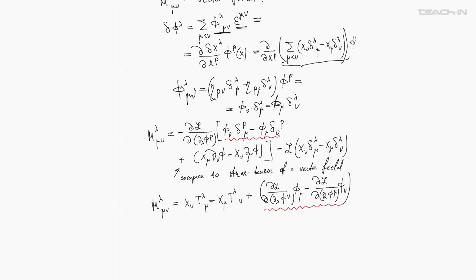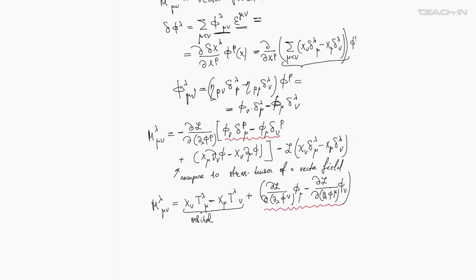So if we look at this expression, we see that it does not reduce to the previous case of a scalar field, because for a scalar field we had only this part here, but now we have an additional term. And the first piece, which was also the case of a scalar field, is called orbital momentum.